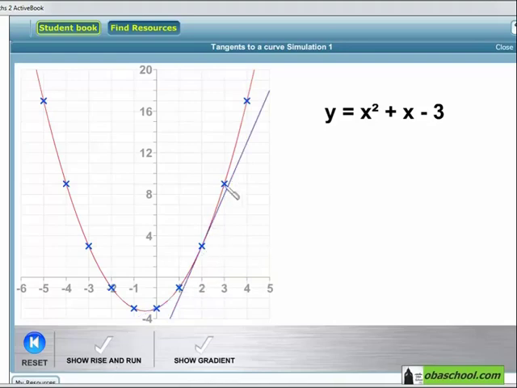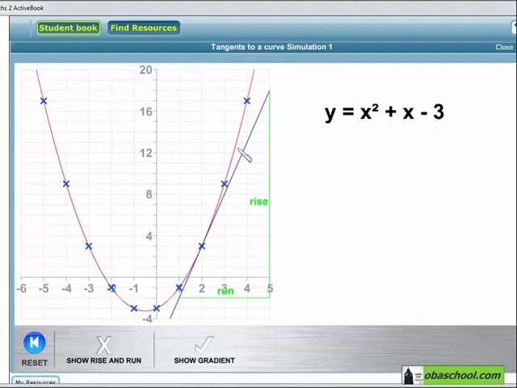Let's take this straight line for example. We need to determine the gradient of the curve at this point. The coordinates at this point are 2 and 3. First, we have to click on the Show Rise and Run icon, which is on the left side of this page. A right triangle will appear on the graph, and we can see the straight line, which is the tangent, as the hypotenuse. This is the run, and this is the rise.